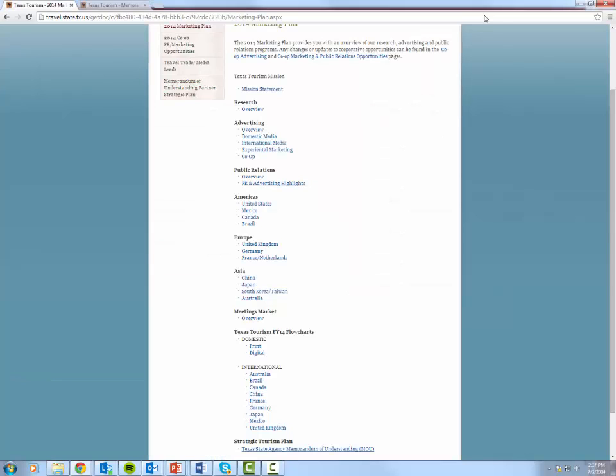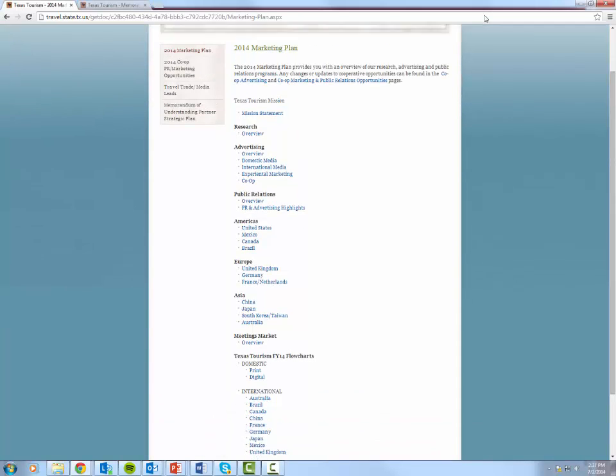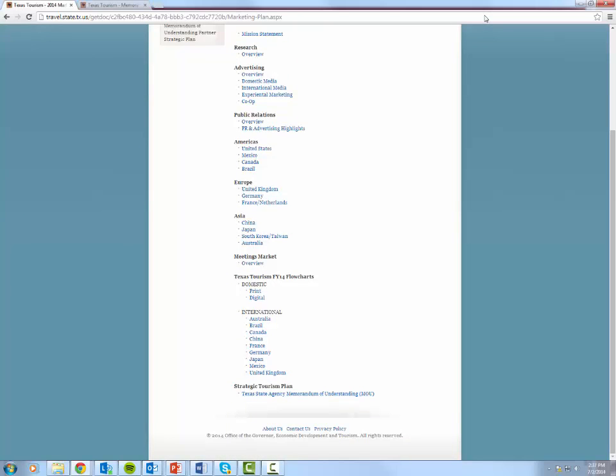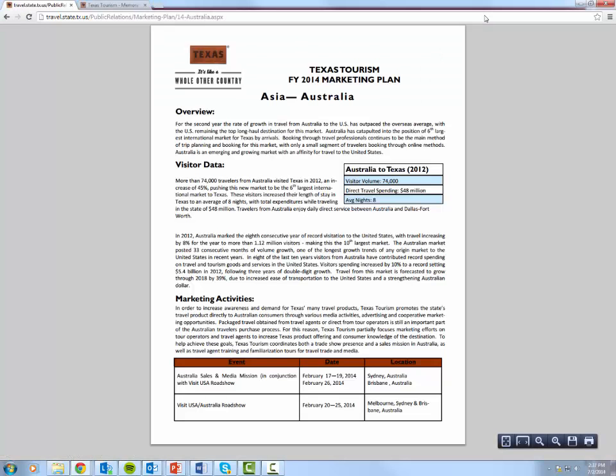I just mentioned that state governments mainly deal with promoting tourism to citizens of the USA, but there are lesser funds available. There is some money being spent for going after foreign markets. So we can see here that Texas also has a marketing plan for some of the foreign markets. And if we take a look at Australia, for example, Texas is being promoted as a tourism destination to Australians via trade shows that are outlined here.